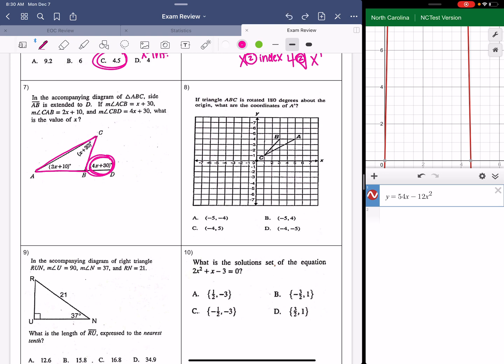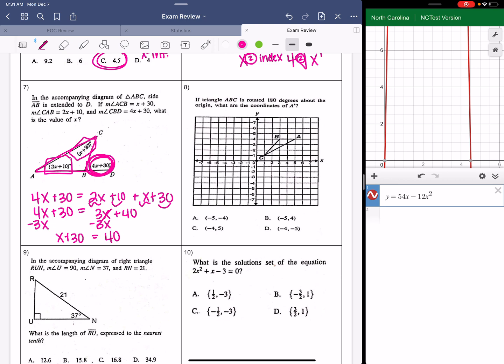So basically what this tells us is that this angle here plus these two has to be 180, so this angle is equal to this one plus this one. So we're going to set up this equation. 4x plus 30 is equal to 2x plus 10 plus x plus 30. Now we're just solving for x. So we have 4x plus 30 equals 3x plus 40. All right, so getting x by itself, I would subtract 3x on both sides first. So that gives us 1x plus 30 equals 40, and then subtract 30 on both sides. So x equals 10.